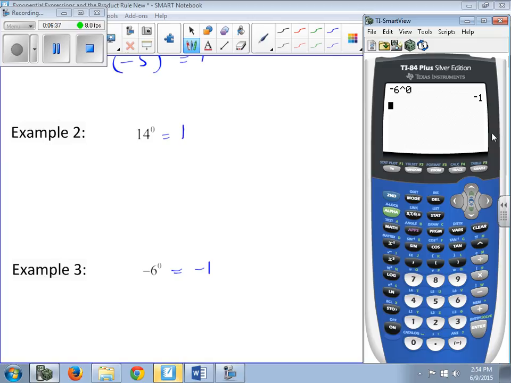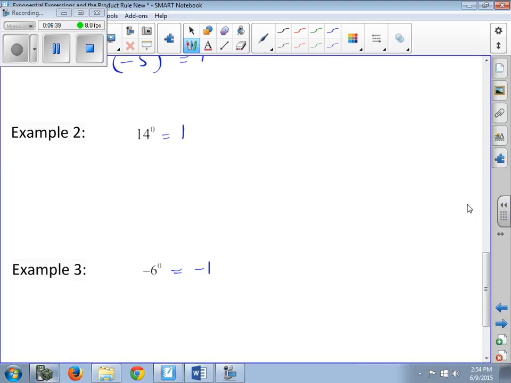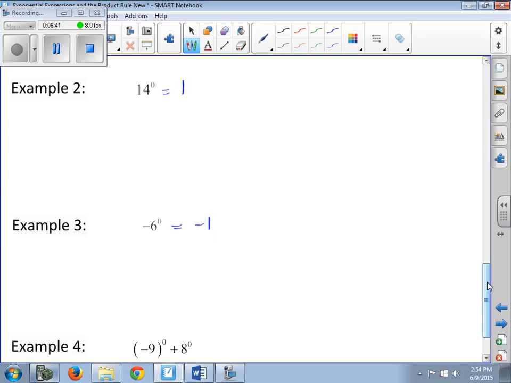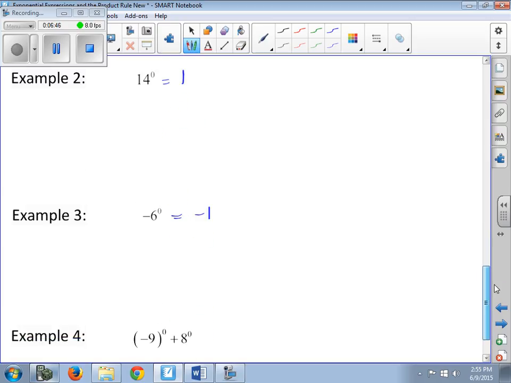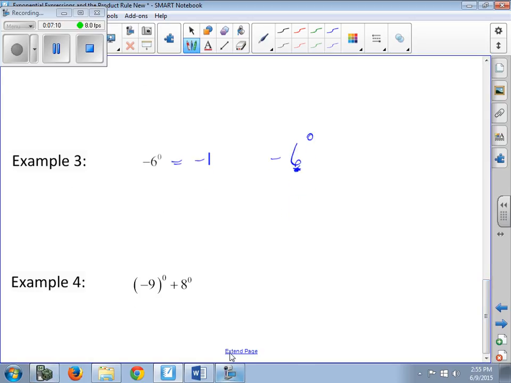You see, it makes a difference whether there's parentheses or not. On this particular one, you see there was parentheses on example 1 and there were not parentheses on example 3. It gives you a different answer, and that is because the exponent only bosses the base that it's sitting on unless there's parentheses there. That's the reason the 6 to the 0 turns into the 1 and the negative out front makes the answer negative.